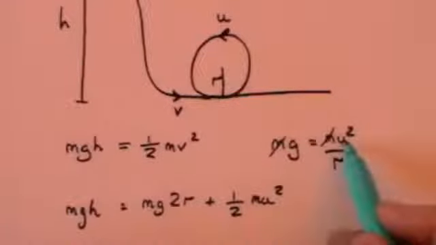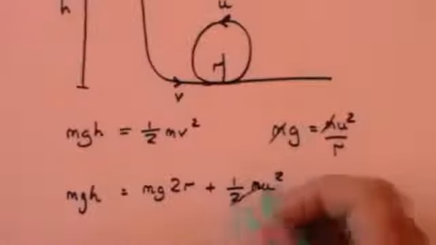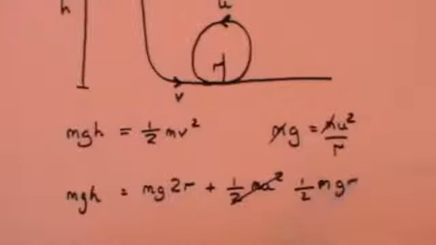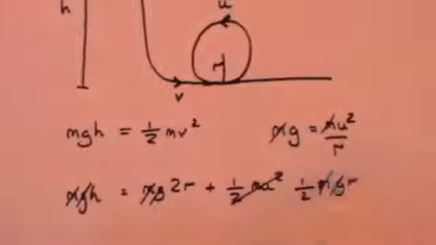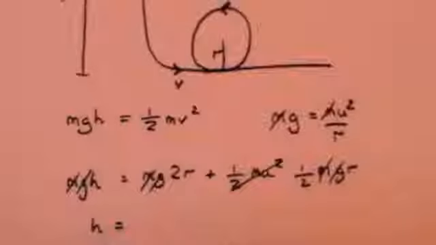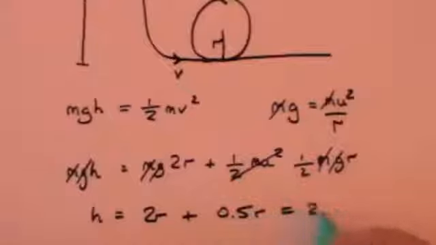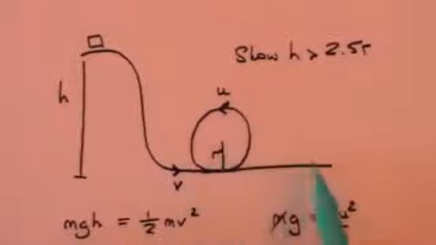But u squared, you will see, is equal to g times r. So I can cross this out and put instead a half of m times g times r. And now you'll notice that mg cancels throughout. And we get that h is equal to 2r plus 0.5 r, which is 2.5 r. And so we've shown that h must be at least 2.5 r if you want the little car to go round the loop without falling off.